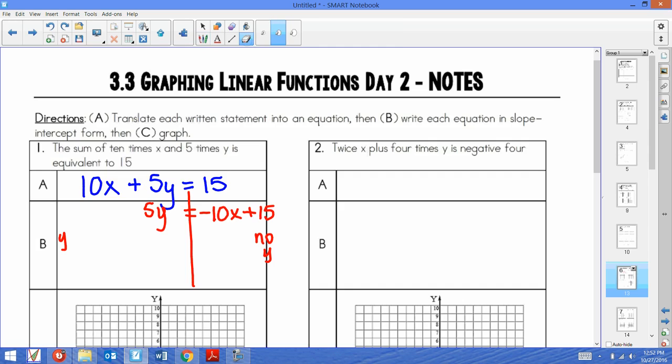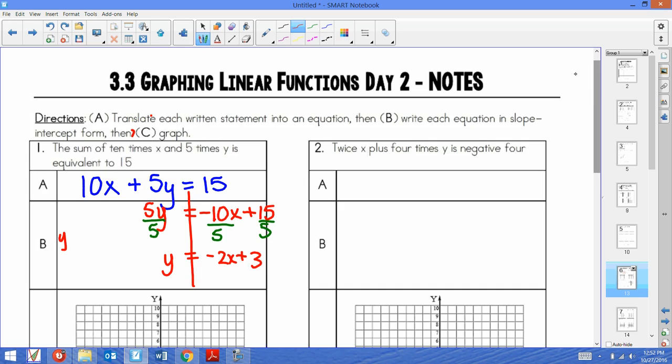Now my last step is going to be to divide each one of my terms by 5, because I don't want that 5 in front of my y. When I do that, and notice how I divided every term by 5, I end up getting, well, 5 divided by 5 is 1, negative 10 divided by 5 is negative 2, and let's not forget our x, and 15 divided by 5 is 3. This is great news now because it is in slope-intercept form. I know where to begin and I know how to move.